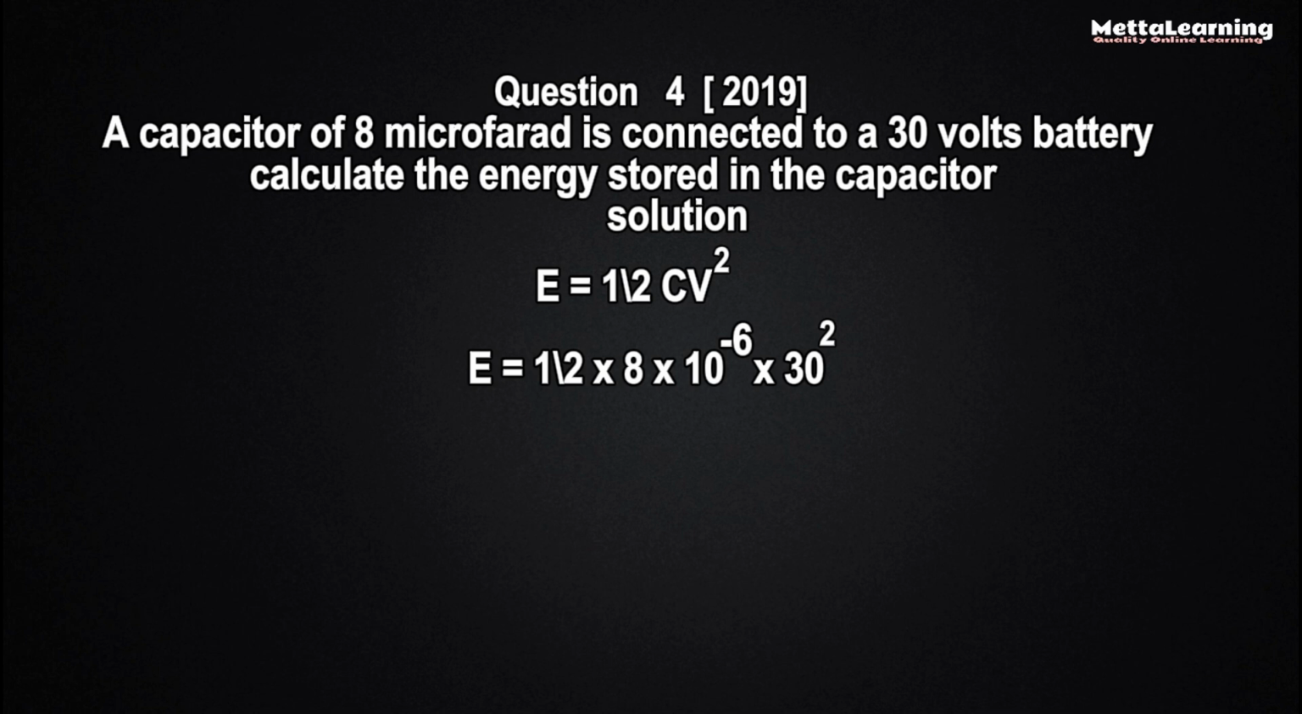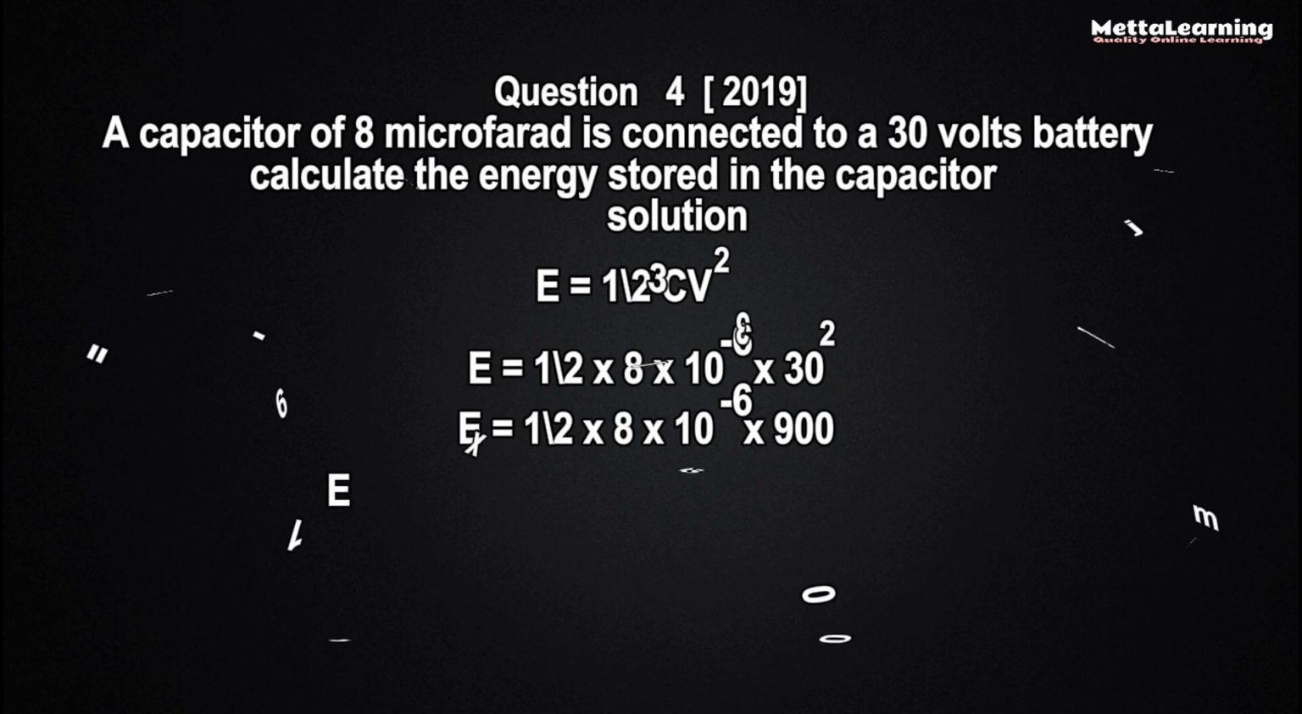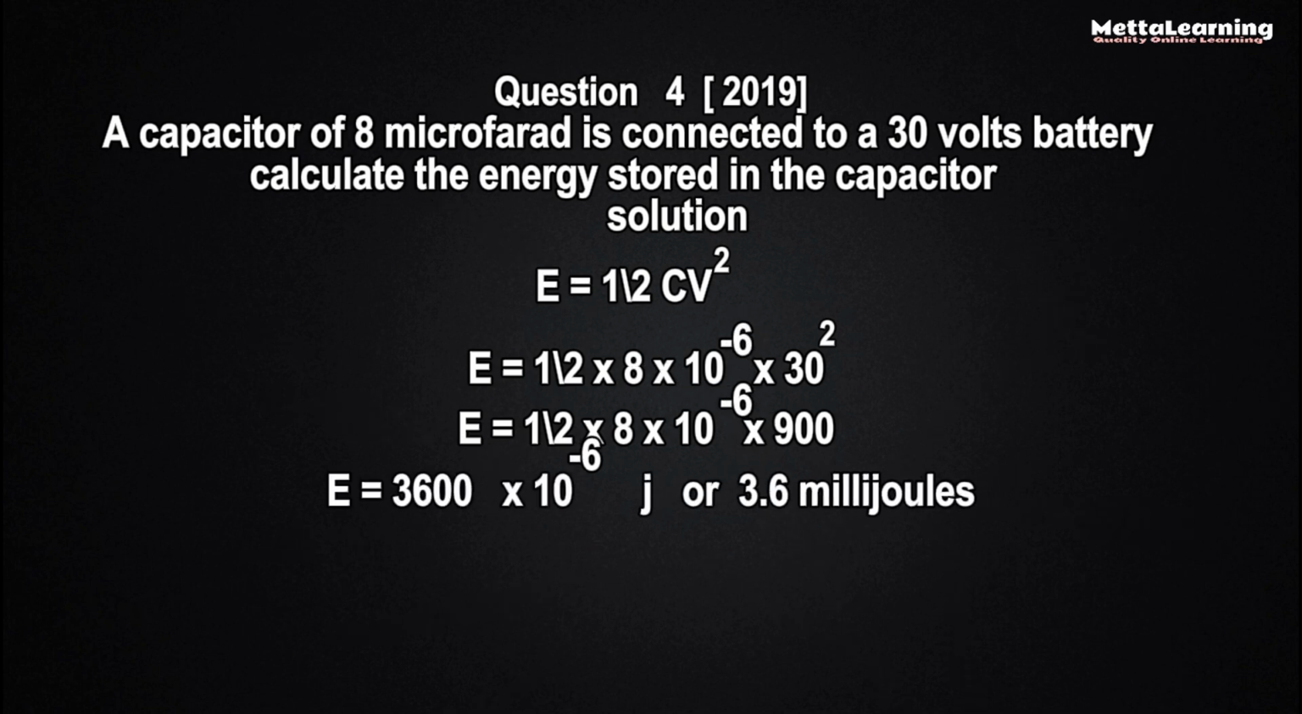So when we further solve this, we have 1 over 2 times 8 times 10 to the power minus 6 times 900, because 30 times 30, which is 30 squared, gives us 900. So when we divide by 2 and multiply by 900, we have 3600 times 10 to the power minus 6 joules, which can be written as 3.6 millijoules as our final answer. The last question we'll be looking at in this class is from the WAEC past question 2020.